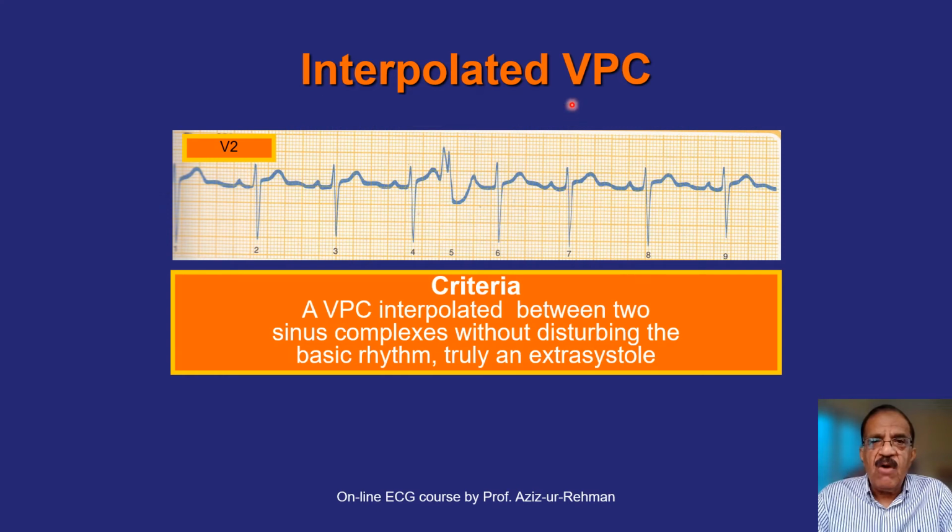What is the criteria of interpolated VPC? A VPC interpolated between two sinus complexes without disturbing the basic rhythm, truly an extrasystole. So this is like an extrasystole because we have a normal beat and this is an additional one.